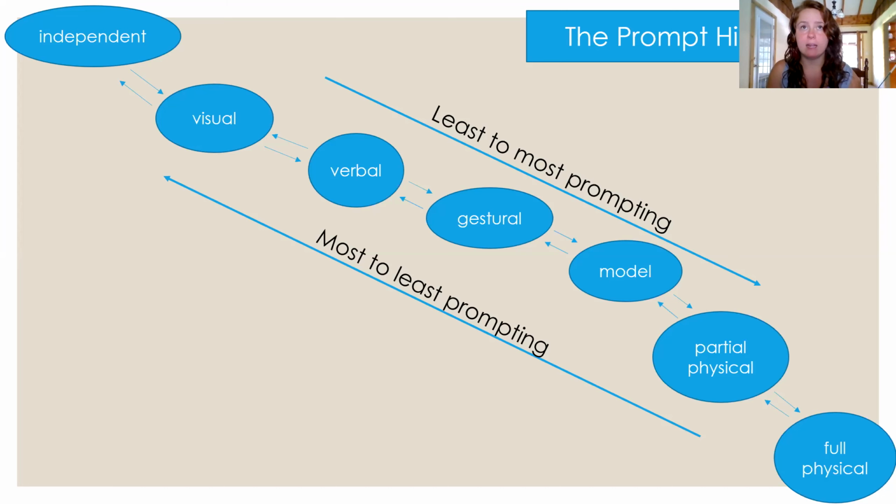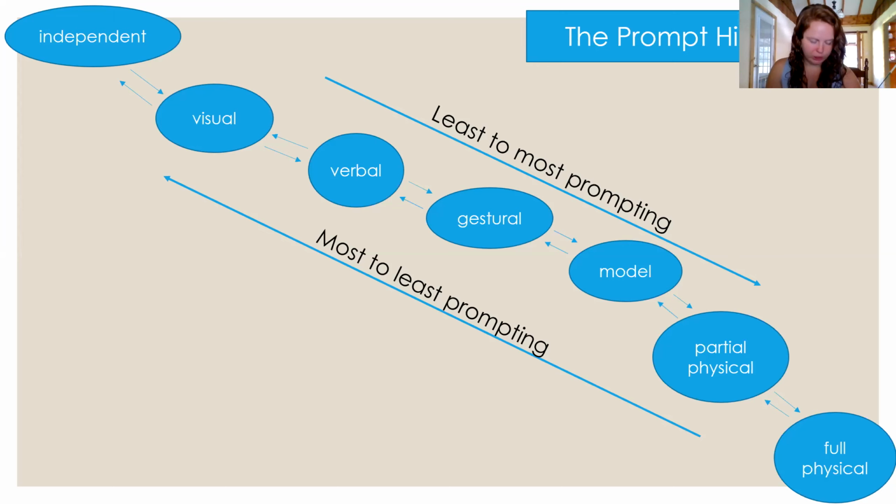This may, in a clinical setting, look like you're going through your wash hands target and it's time to get the soap, and the client needs prompting with this step. For a gesture prompt, you're just going to point to the soap. You're going to gesture to it to indicate that's the step that they're on. Next, you'll move to a verbal prompt.